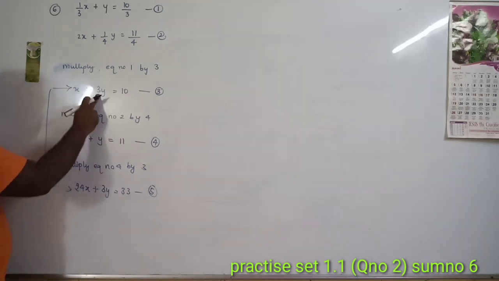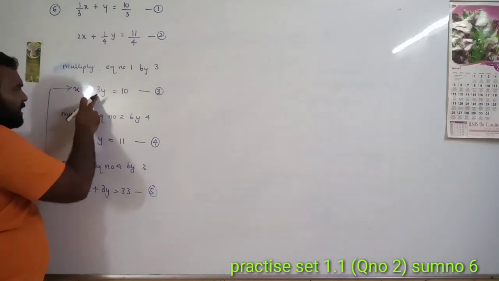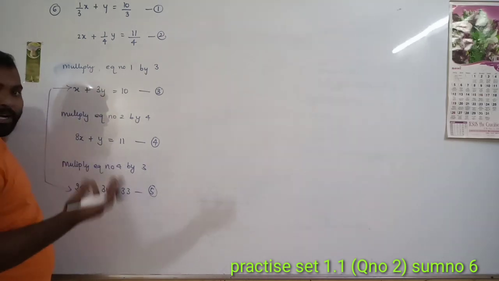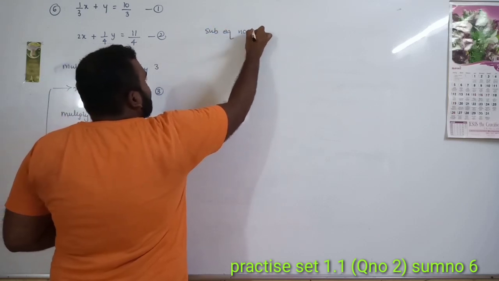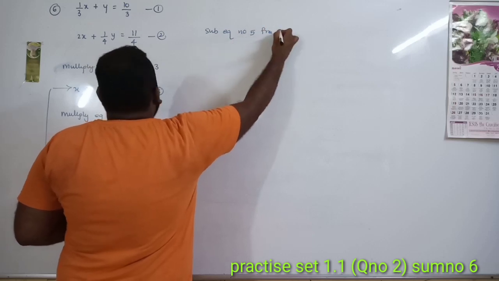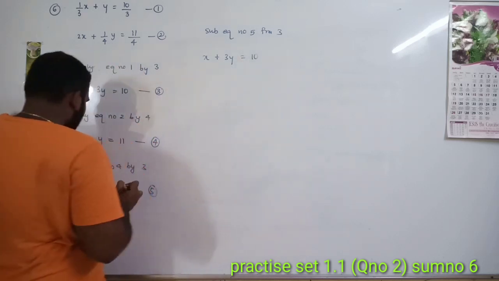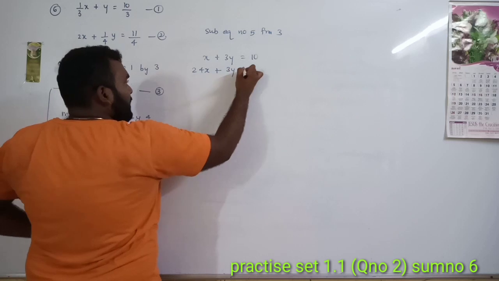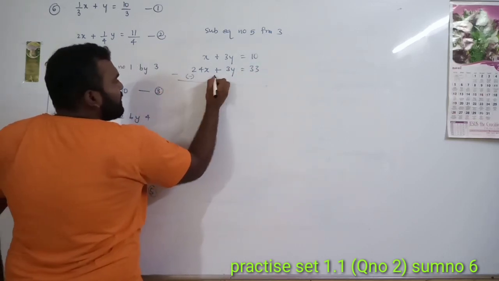Now which two equations have the same variables? This equation and this equation. Look, y has 3, y has 3. Get it? So now the coefficient is the same and the sign is also the same. So what will I do? I'll subtract. So subtracting equation number 3 from equation number 5. I have x plus 3y equals 10. Equation number 5 is 24x plus 3y equals 33. So when I subtract, the sign changes.